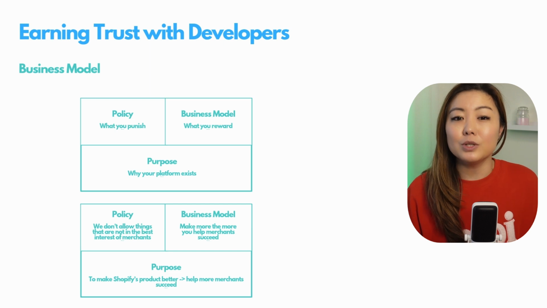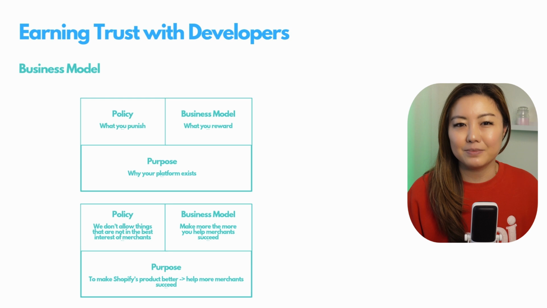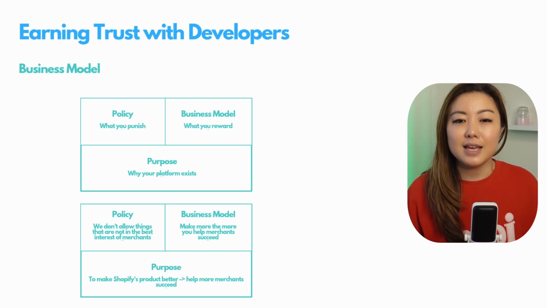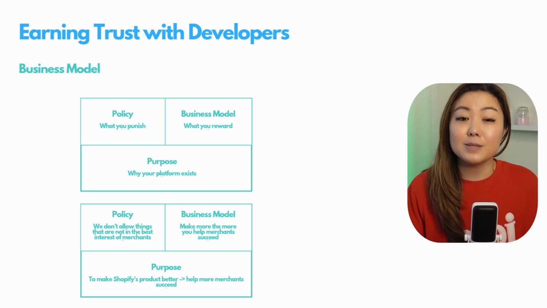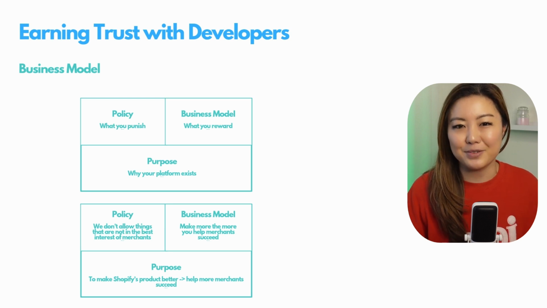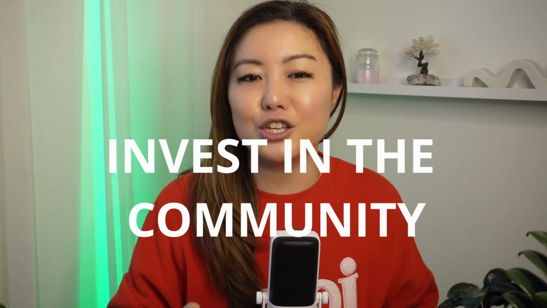And the business model is the reward, to reward developers if they help merchants succeed. If there are more apps that help merchants, these developers will be rewarded by ranking high in the app stores, co-marketing with the developers, and getting recommended. In terms of the policy, they have to say things that they don't allow because it's not in the best interest of their merchants. And by presenting the policy publicly, they give developers transparency on what not to do on the platform.